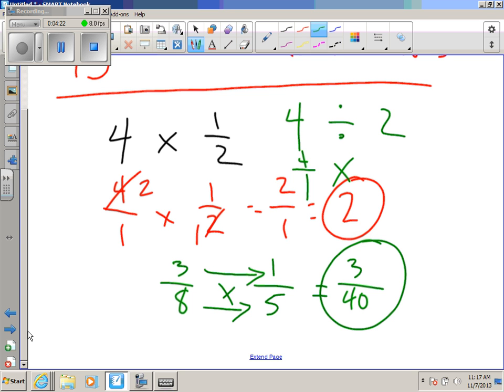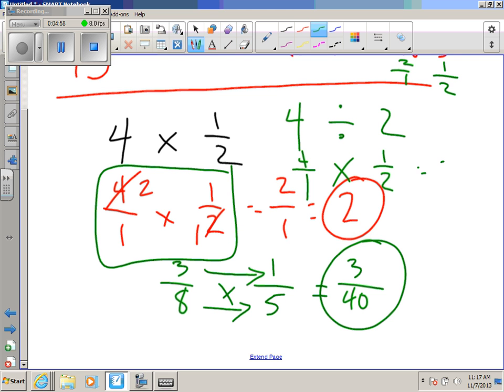What is 2 as a fraction? 2 is 2 over 1. Its reciprocal is when I flip it. I take the bottom number and make it the top number, and the top number becomes the bottom. So I'm going to multiply by its reciprocal. Well, if 2 is 2 over 1, its reciprocal is 1/2. Did we not just do that? And we got 2.